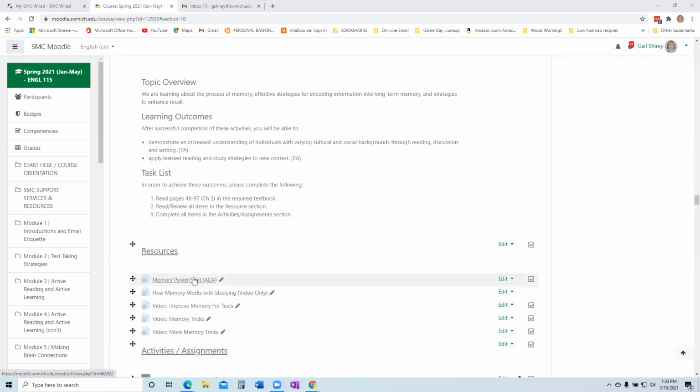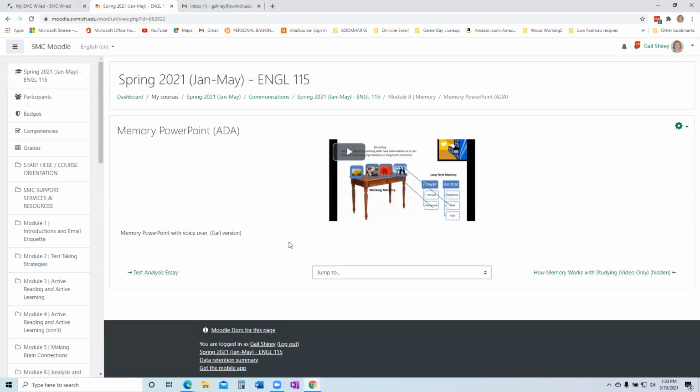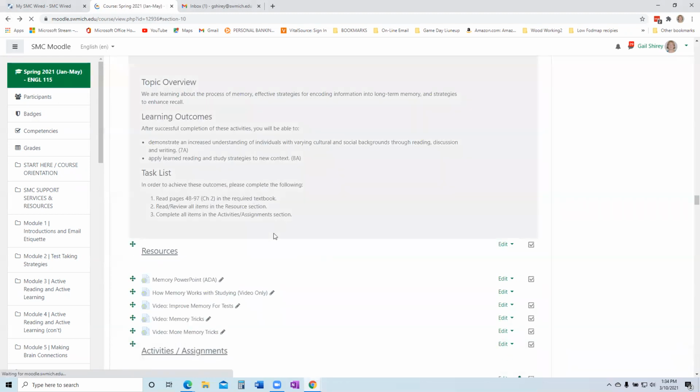This in particular, the memory PowerPoint, is basically me talking over the PowerPoint that I've used in live class sessions before and giving you information on the chapter within PowerPoint. So that is information that is from chapter 2, I think it is. I'm not totally sure. Yeah, chapter 2, those pages.